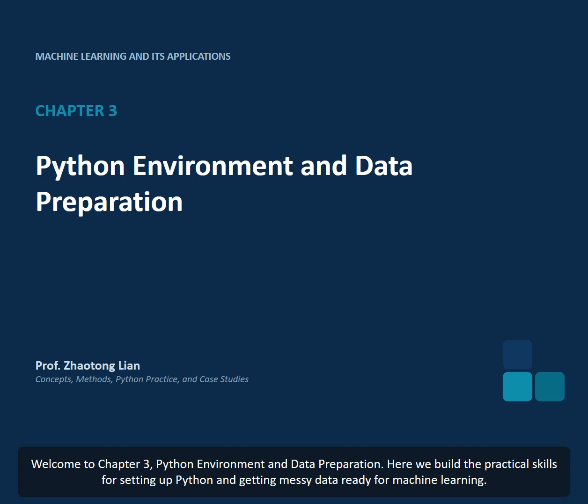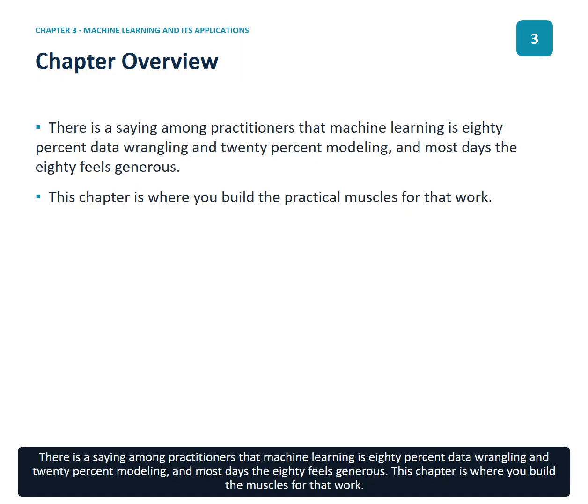Welcome to Chapter 3, Python Environment and Data Preparation. Here we build the practical skills for setting up Python and getting messy data ready for machine learning. There is a saying among practitioners that machine learning is 80% data wrangling and 20% modeling, and most days the 80 feels generous. This chapter is where you build the muscles for that work.